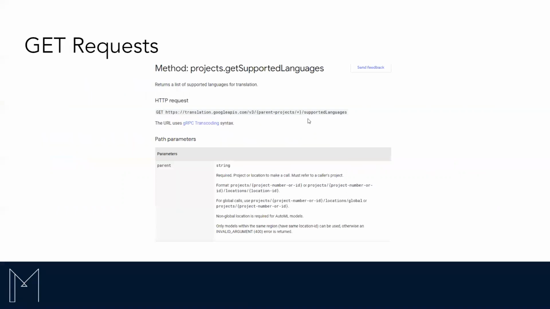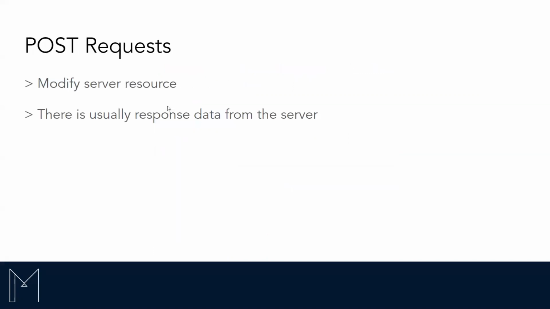So let's say, for example, right here, this is from the Google Translate API, method projects.getLanguages. As you can see here is the HTTP request, GET, HTTP/translation, and it gets the supported languages, right? So after I send this request to Google, it should not change the supported languages that are supported by Google Translate.